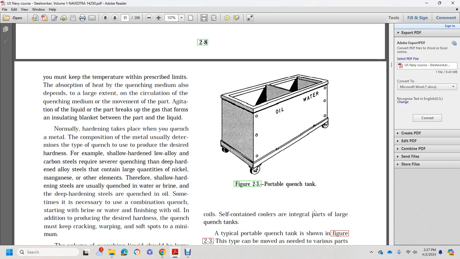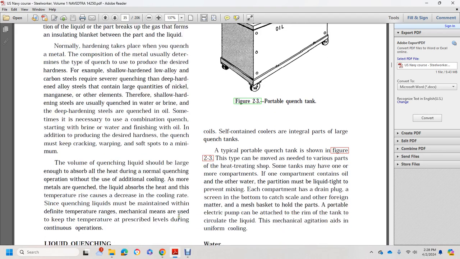Normally, hardening takes place with the quenching of the metal, and the metal composition usually determines the type of quenching used to produce the desired hardness. For example, shallow hardening low alloy carbon steel requires a severe quench, while deep hardening alloy steel containing large quantities of nickel, manganese, and other elements is quenched less severely. Shallow hardening steel is usually quenched in water or brine. Deep hardening steel is quenched in oil. Some types require a combination quench, starting with brine or water and finishing with oil. In addition to producing the desired hardness, the quenching must keep cracking, warping, and soft spots to a minimum.